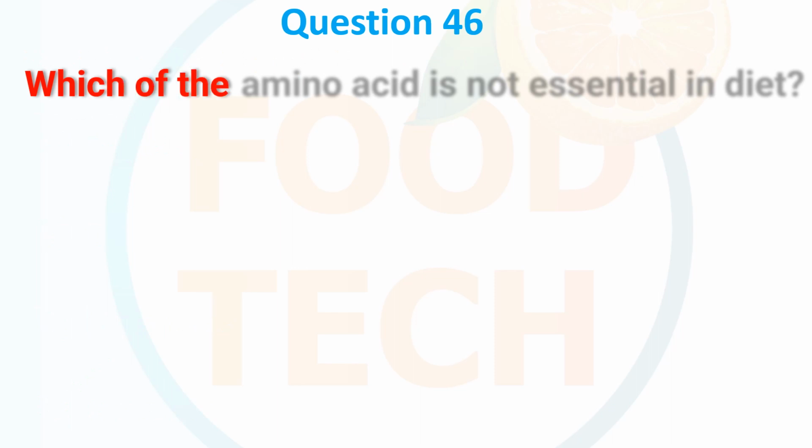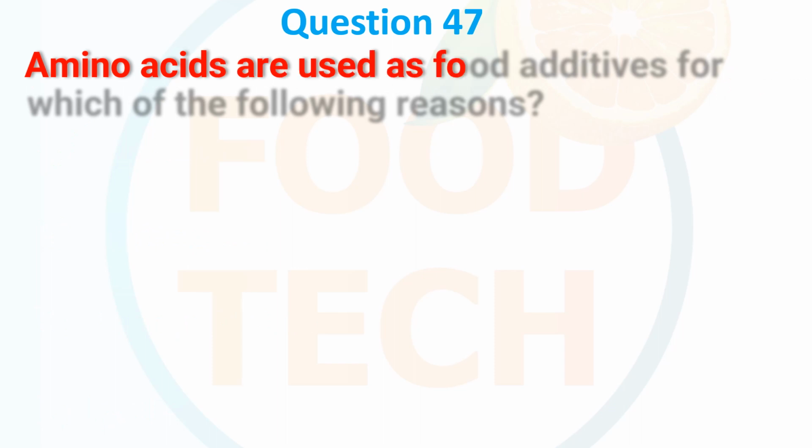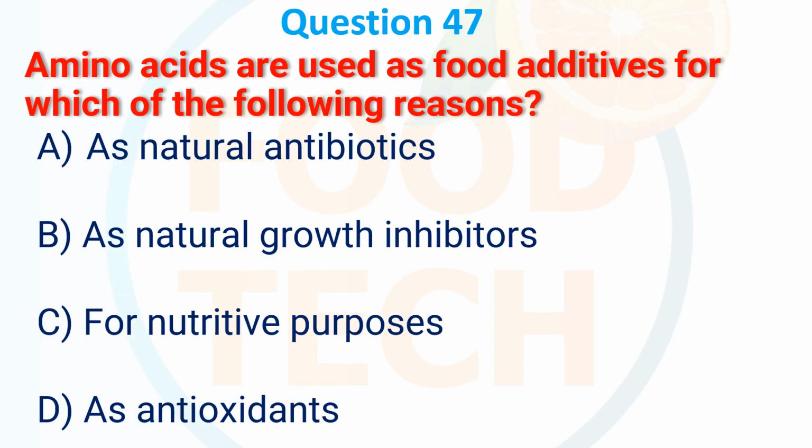Sucrose. Which amino acid is not essential in diet? A. Tyrosine, B. Tryptophan, C. Phenylalanine, D. Lysine. The answer is A. Tyrosine. Amino acids are used as food additive for which of the following reason? A. As a natural antibiotic. B. As a natural growth inhibitor. C. For nutritive purpose. D. As an antioxidant. The answer is C.